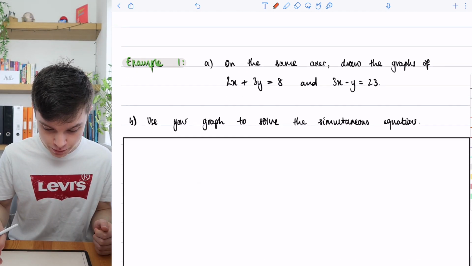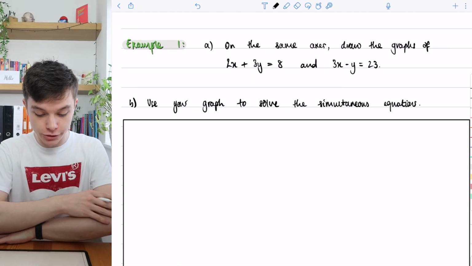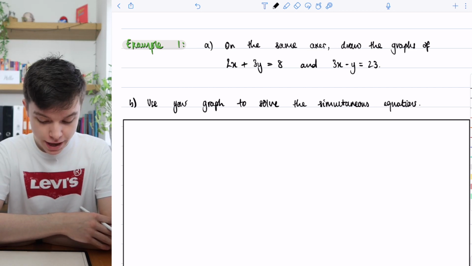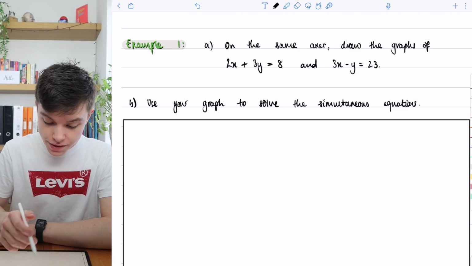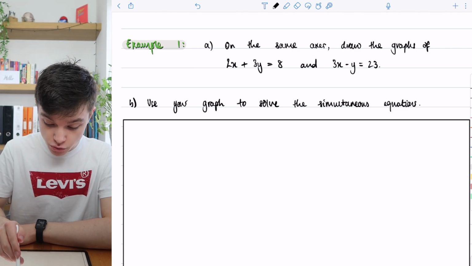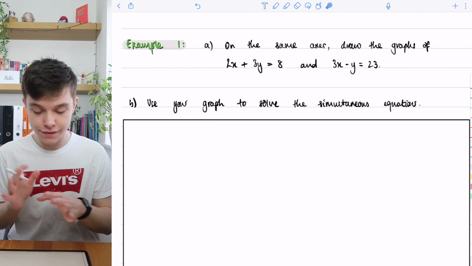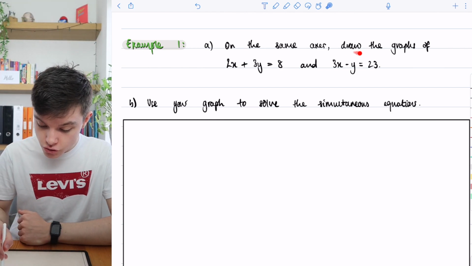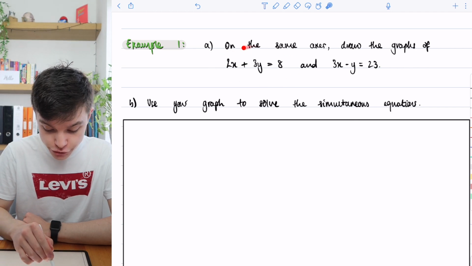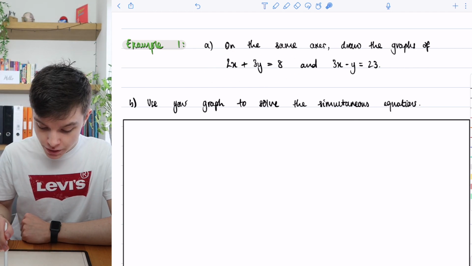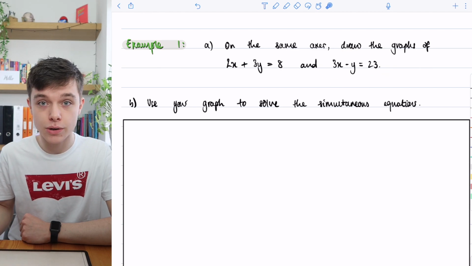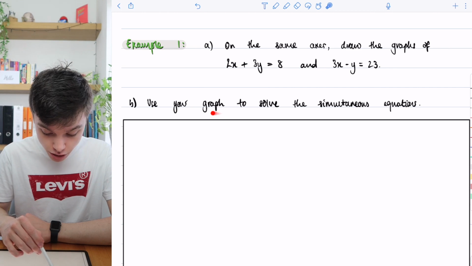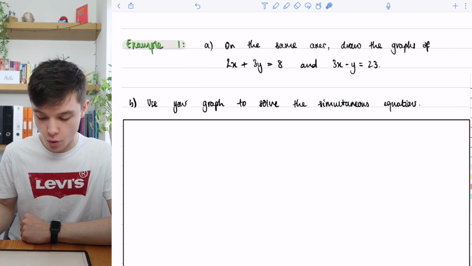But I believe, here we go, we have an example. So, pause and have a go if you want to. If not, we'll work through it together. It says, part A, on the same axes. So, you just want one set of x and y axes, and draw both graphs on the same one. We want to draw the graphs of 2x plus 3y is equal to 8, and 3x minus y is equal to 23. And then once you've done that, part B says use your graph to solve the simultaneous equations.